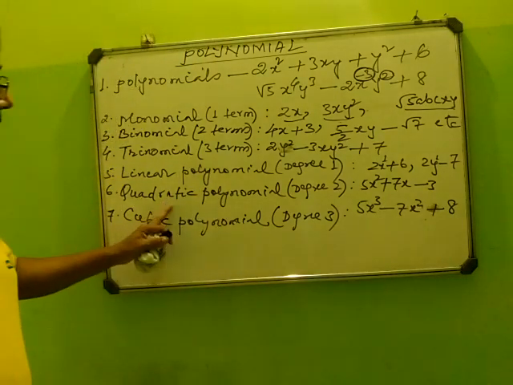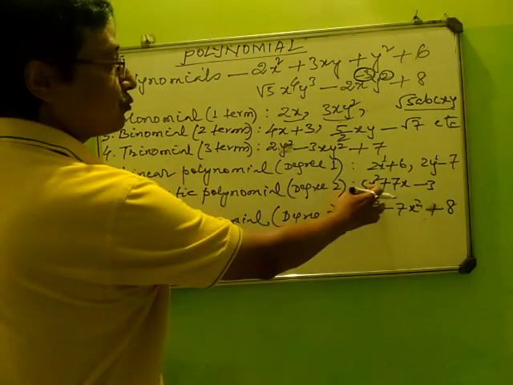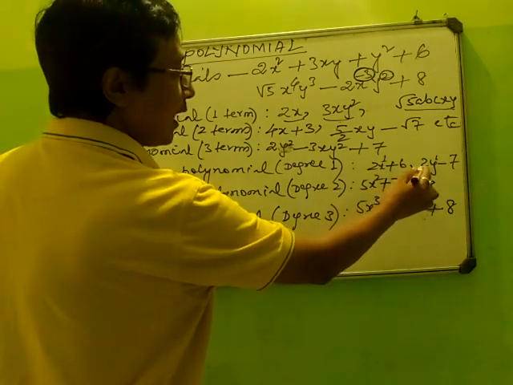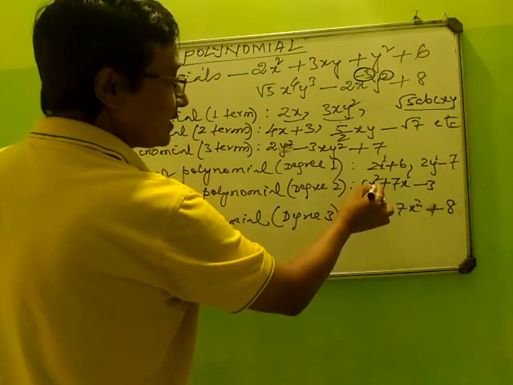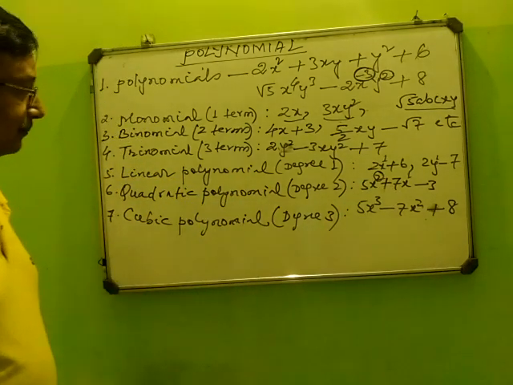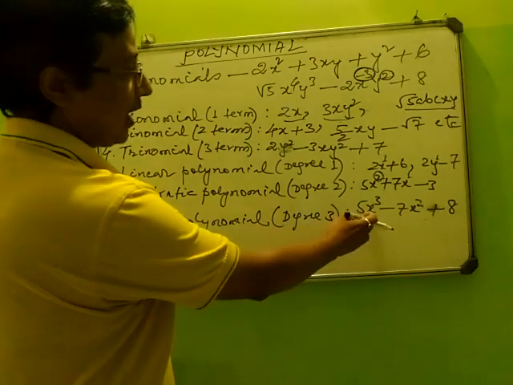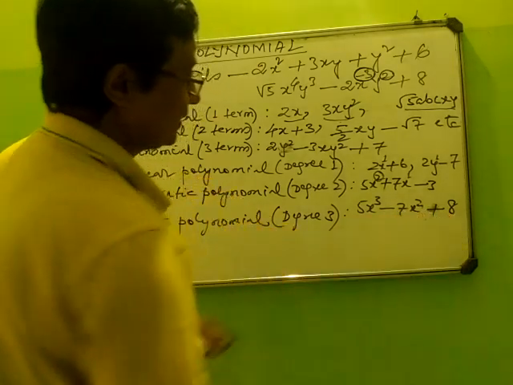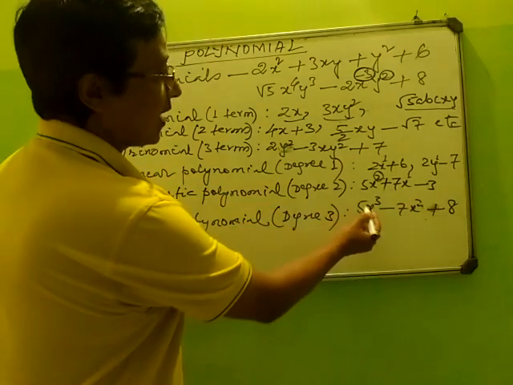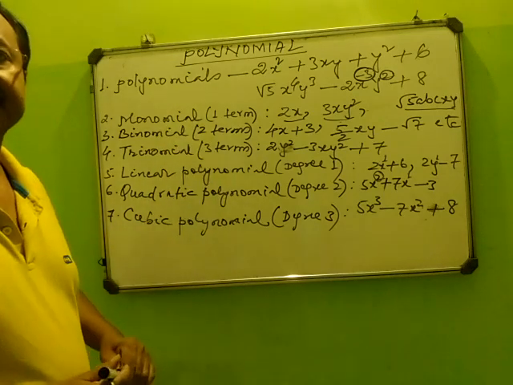So next, what you take? Polynomial. The degree is 2. So 5x squared plus 7x minus 3. Here the power of x is 2, the power of x is 1. This is constant. So as the highest power is 2, that is why this is called quadratic. Next one is cubic polynomial, where the degree is 3. So 5x cubed minus 7x squared plus 8. So the variable of x, here it is 3, here it is 2. So since the highest power is 3, that is why this is called cubic. So these are the things you have learned in the last class.